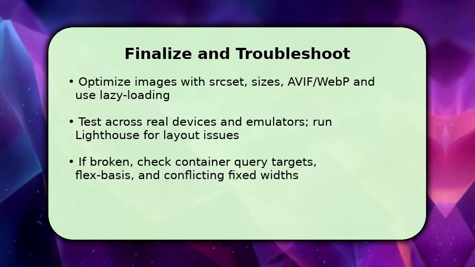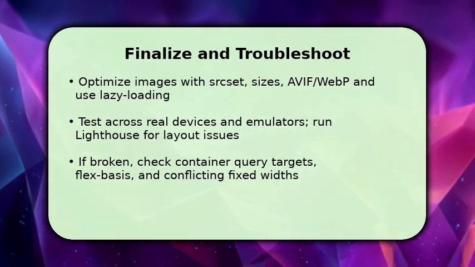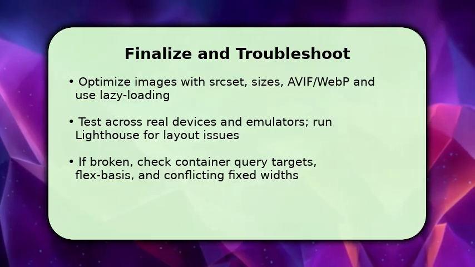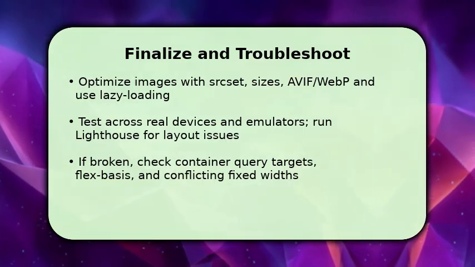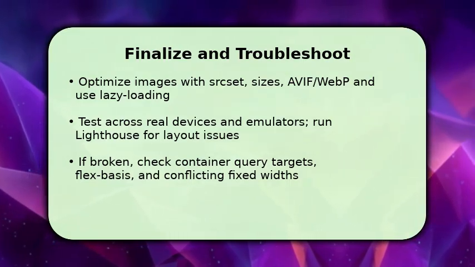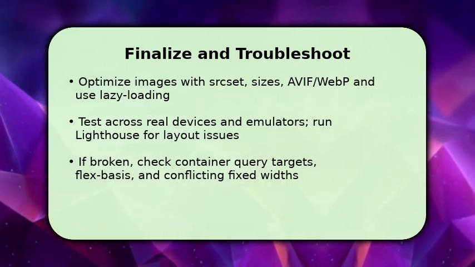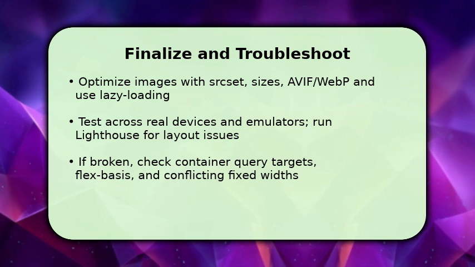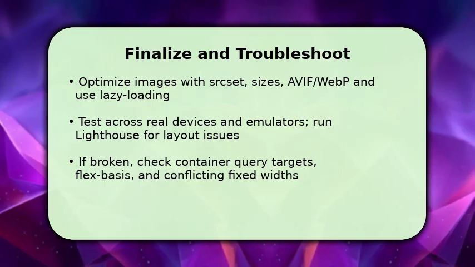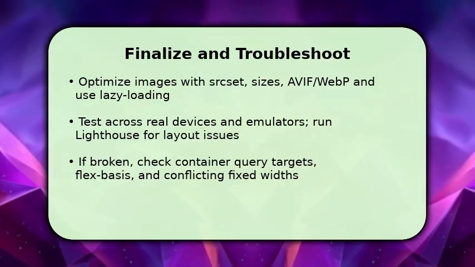Then audit across devices and use performance tools to catch layout shifts. If components still misalign, inspect for leftover fixed widths, incorrect flex basis, or container query scope errors, and adjust units to relative measurements. Finally, rerun tests. Make sure your framework utilities aren't overriding custom rules, so the automatic responsiveness you built works consistently.